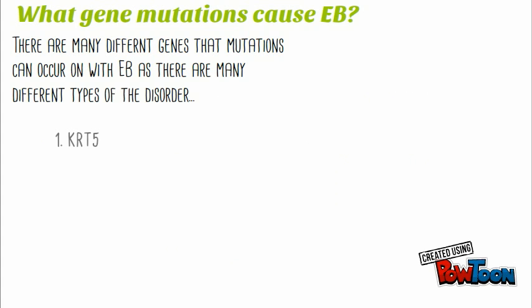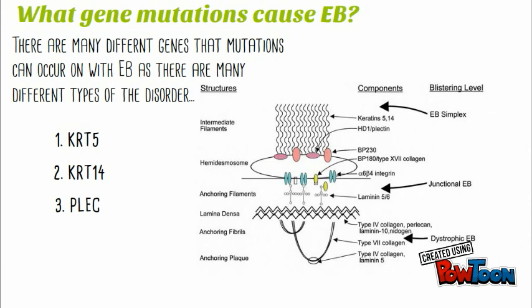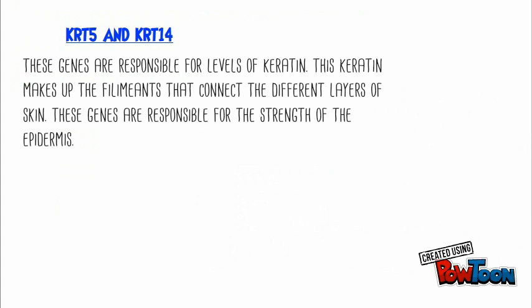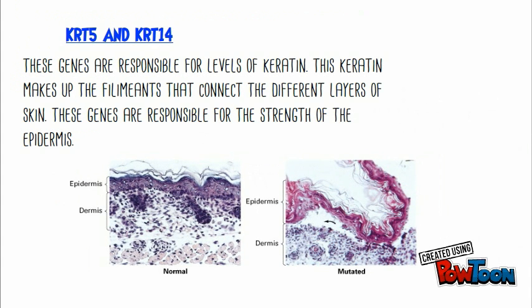Due to the many different types of EB, many different gene mutations can occur. The main genes include KRT5, KRT14, and PLEC. The keratin genes KRT5 and KRT14 are responsible for the levels of keratin in the body. This keratin makes up the filaments that connect the different layers of skin, as well as your nails and hair. These genes are responsible for the strength of the skin as well.